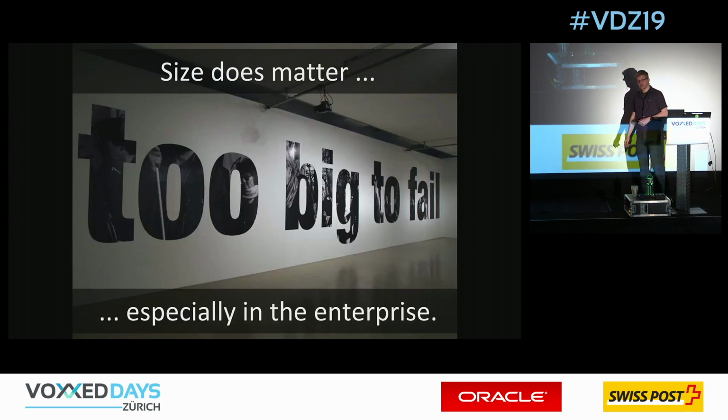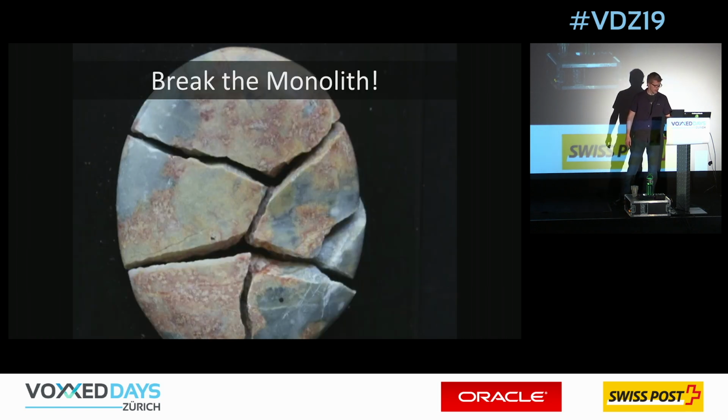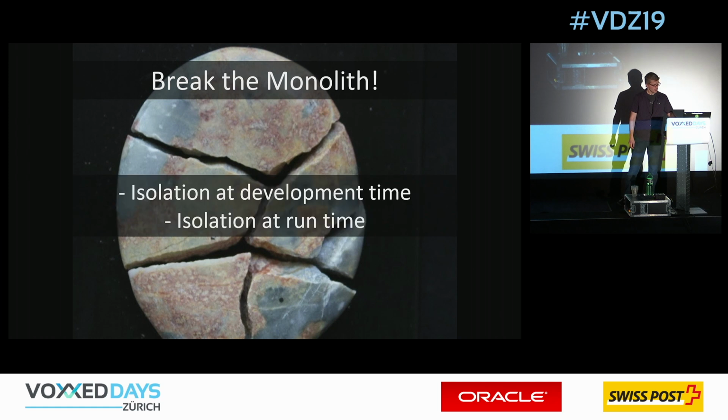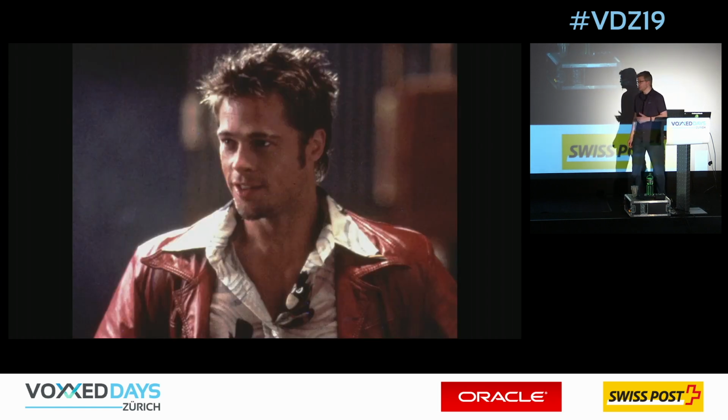So actually, size does matter, even for the enterprise. So our goal is to break the monolith. For that, we need runtime isolation and development time isolation. Teams should not have side effects on each other at development time, and the deployed application should not have side effects on each other at runtime. How do we do that?